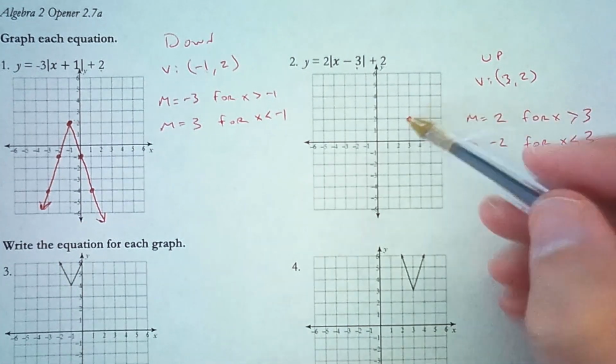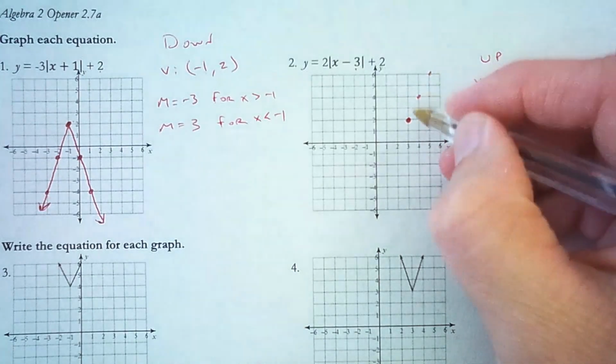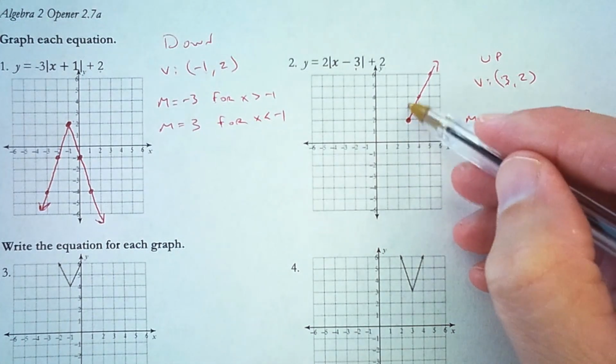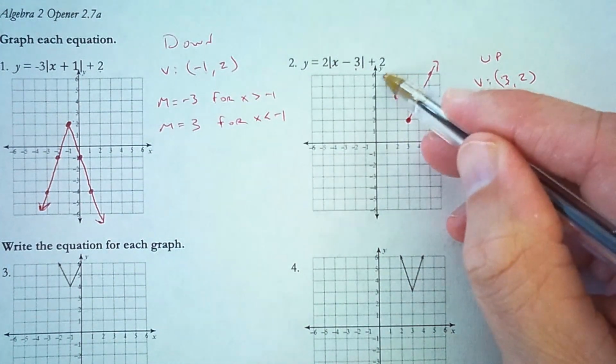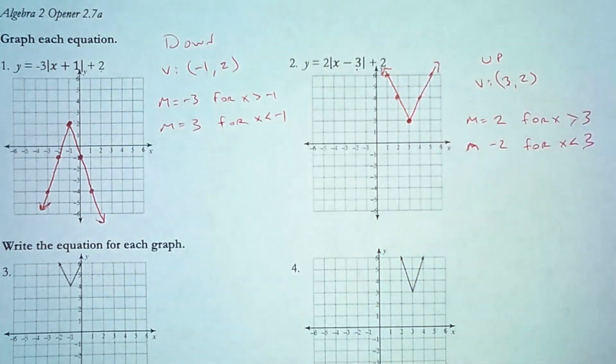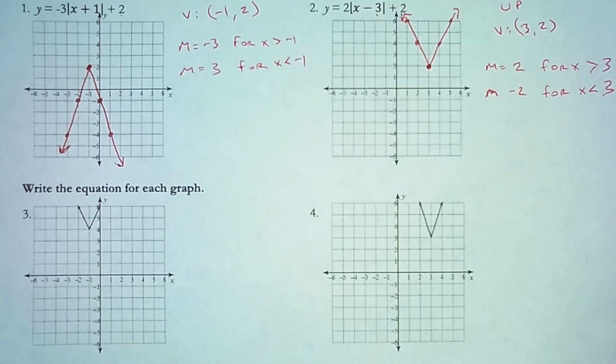So on the right side, the slope is 2. That's up 2 and right 1. And on the left side, it's negative 2, which means up 2 and left 1. And there is the graph. Next, we have a graph, and we are going to write an equation for it.